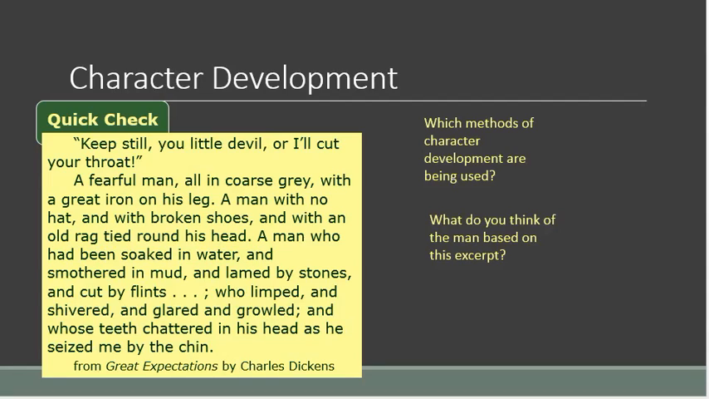"Keep still, you little devil, or I'll cut your throat." A fearful man, all in coarse gray, with a great iron on his leg. A man with no hat, and with broken shoes, and with an old rag tied round his head. A man who had been soaked in water and smothered in mud and lamed by stones and cut by flints, who limped and shivered and glared and growled, and whose teeth chattered in his head as he seized me by the chin.